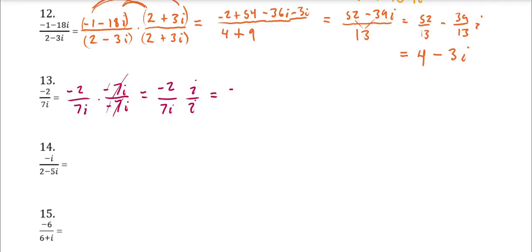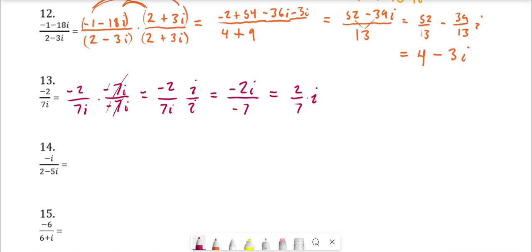What do we get on top? Minus 2i. What do we get on the bottom? 7i times i, which is 7i squared, or minus 7. And a negative divided into a negative gives me a positive, so we could rewrite this as 2/7 times i. And that would be my final answer.